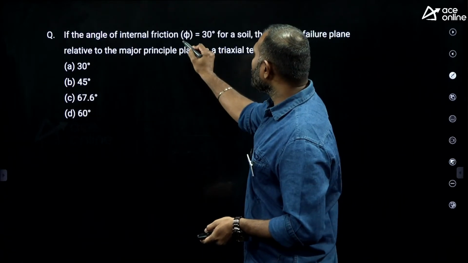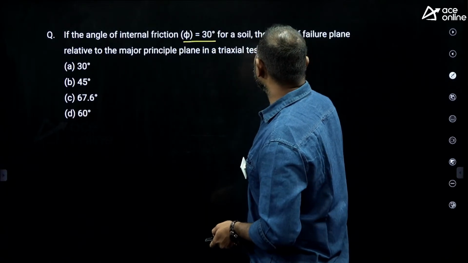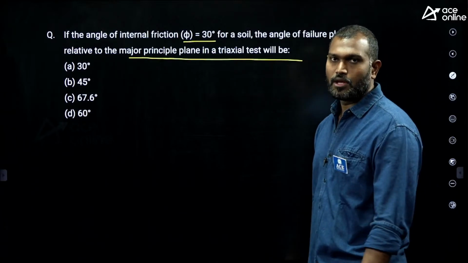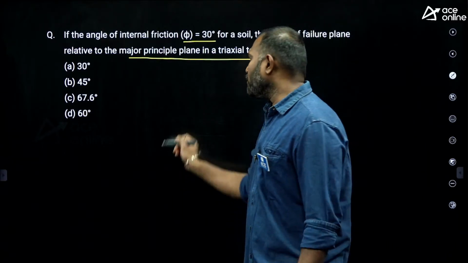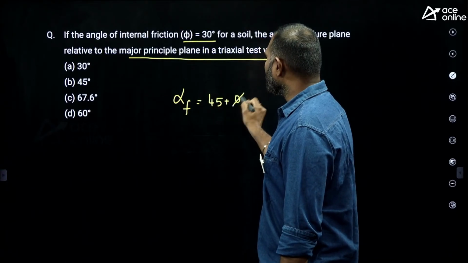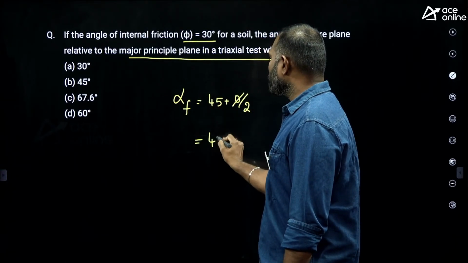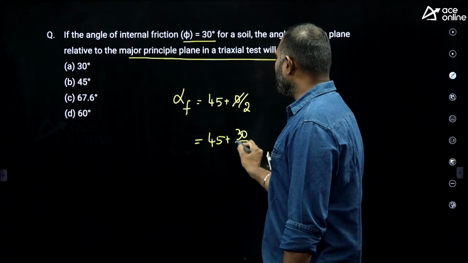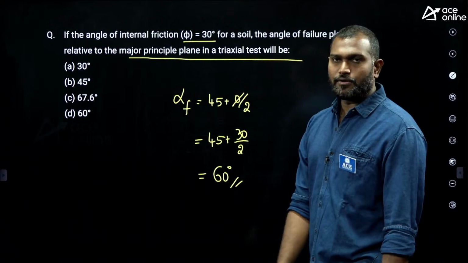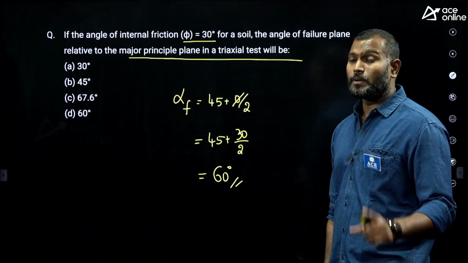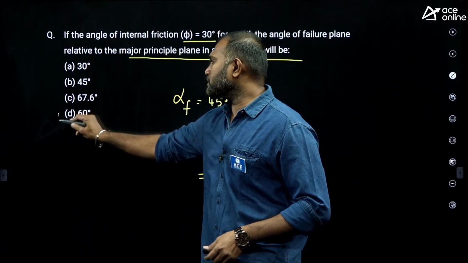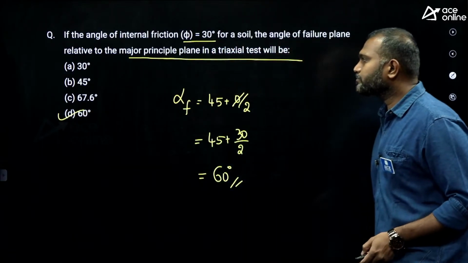If the angle of internal friction phi is 30 degrees for a soil, what is the angle of the failure plane relative to the major principal plane in a triaxial test? Mind you, the angle of the failure plane with respect to the major principal plane is alpha f, which is 45 plus phi by 2. So 45 plus 30 by 2 comes to 60 degrees. Always remember, the angle made by the failure plane with respect to the major principal plane is alpha f. So the correct answer is option D, 60 degrees.